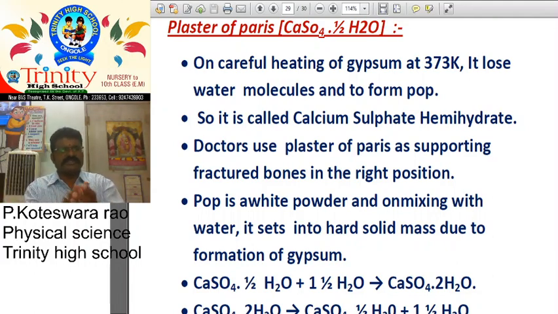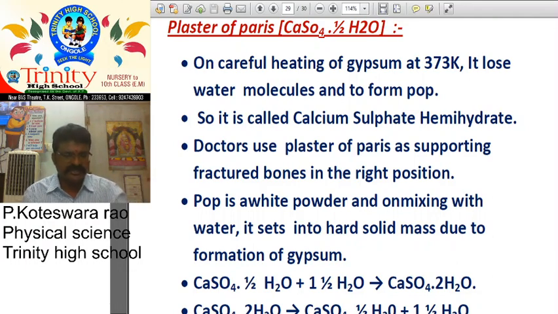So what about plaster of Paris, sir? Which color is it? It is white. POP is a white powder, and on mixing with water it sets into a hard solid mass due to the formation of gypsum. Plaster of Paris, what is the formula? CaSO4·½H2O.